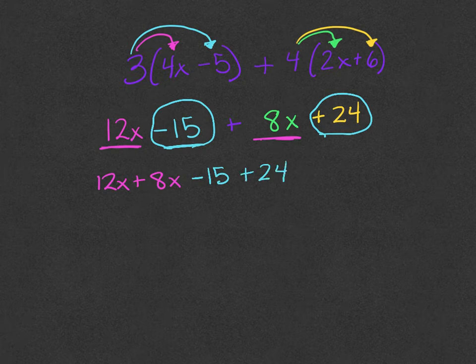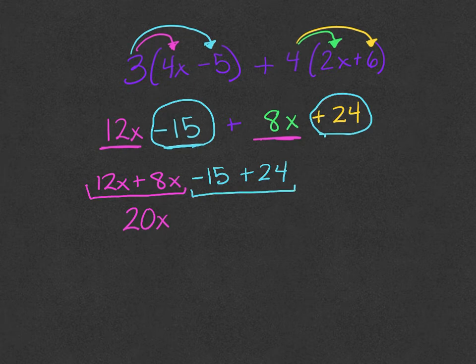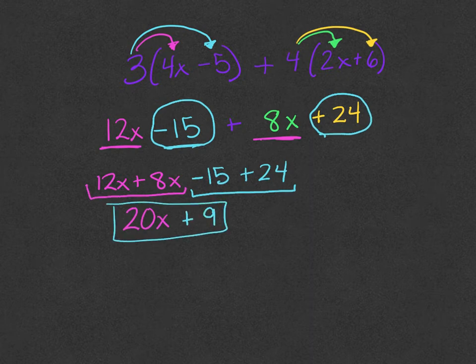Let's do our x's first. So I have 12x plus 8x, and that would be 20x. And then I have a negative 15 plus 24. Since there's more positives than negatives, I just have to subtract. So 24 minus 15 would be 9. So it's going to be a positive 9. And that would be my final answer, 20x plus 9.